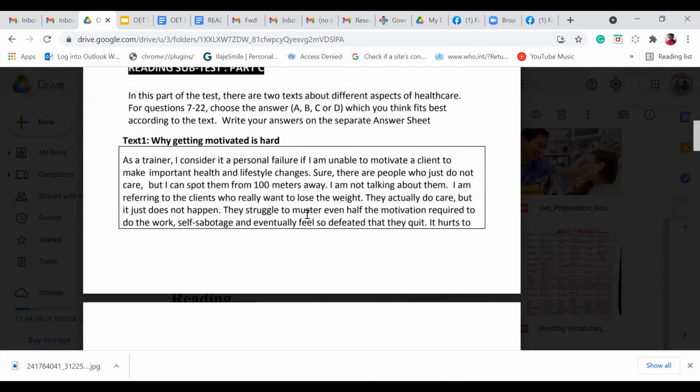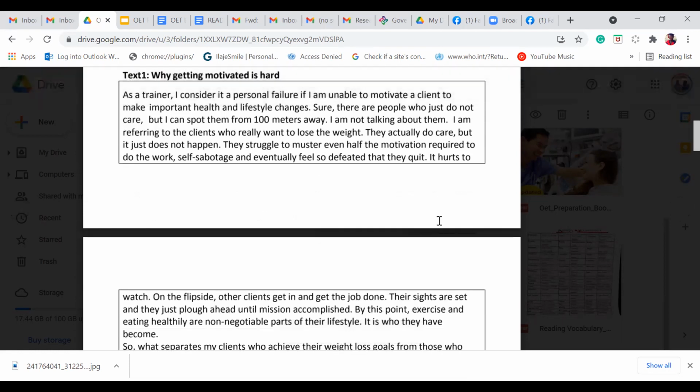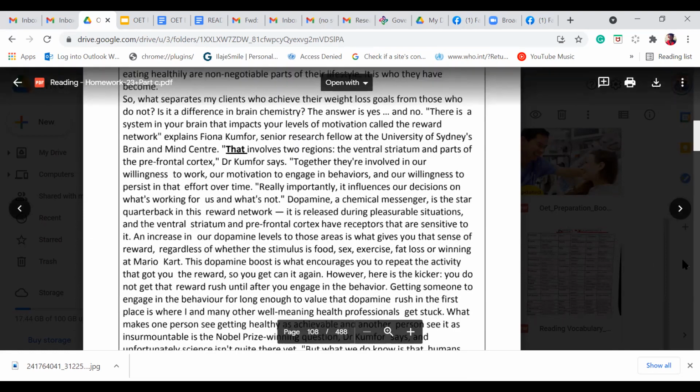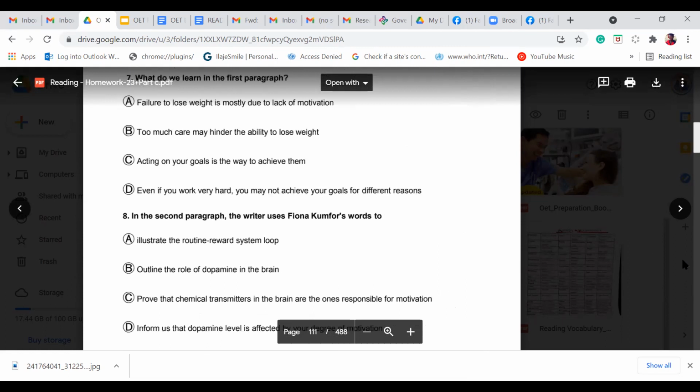They struggle to muster even the motivation required to do the work. So if we look at it, it's not that they are not getting motivation. They are getting motivation. So option A will be wrong, because it says failure to lose weight is mostly due to lack of motivation. They are getting motivation, but they are not able to muster it.